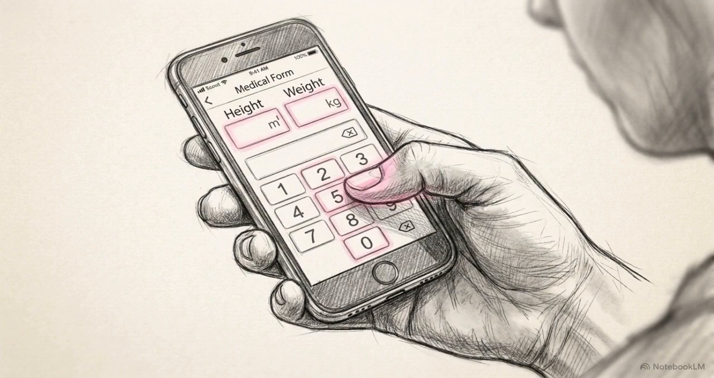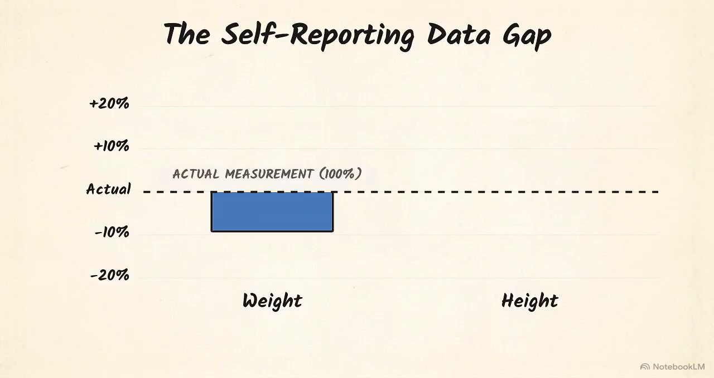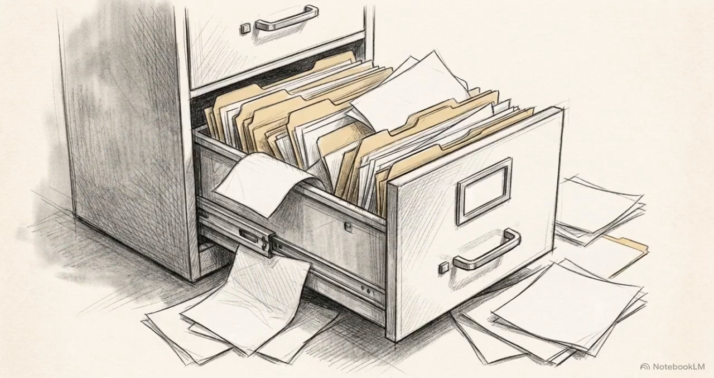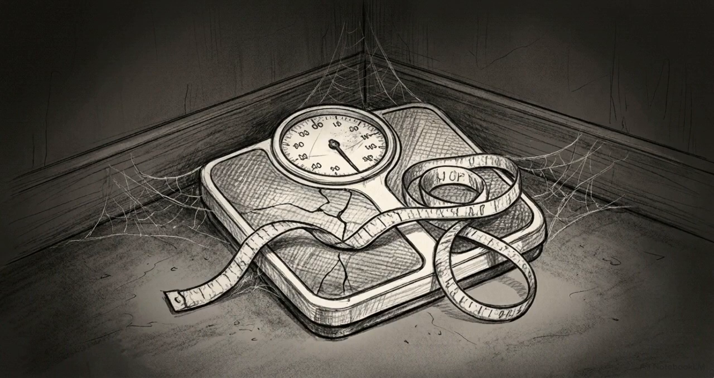When organizations try to bypass the hardware and ask people to self-report, the data becomes wildly skewed. Studies consistently show that individuals underestimate their weight and overestimate their height. As a result, the modern health industry suffers from a massive data gap. Accurate BMI collection as it exists today is simply too slow and invasive to be continuously useful.